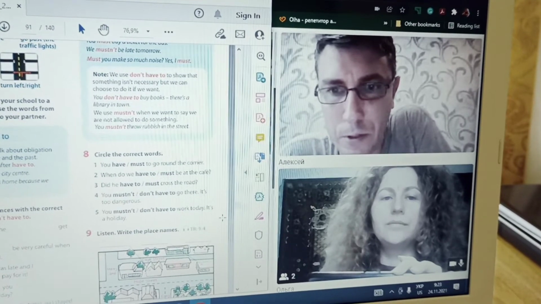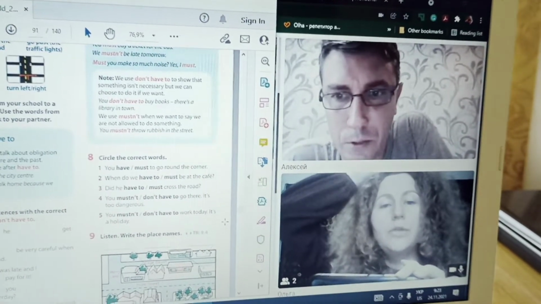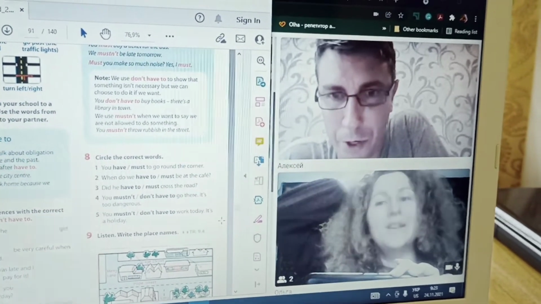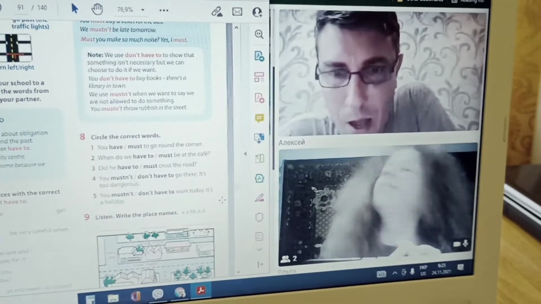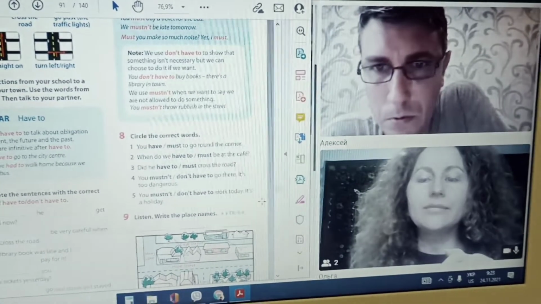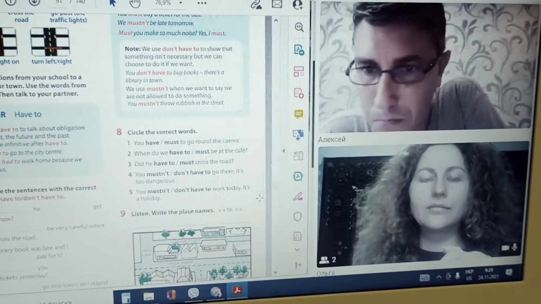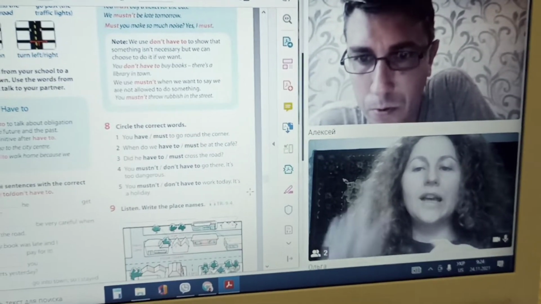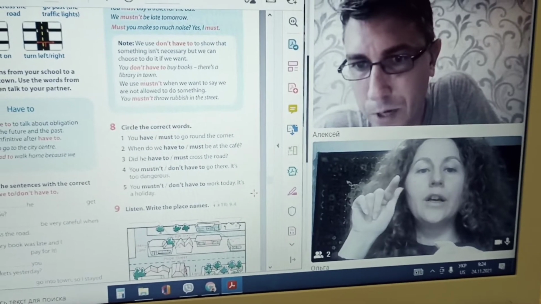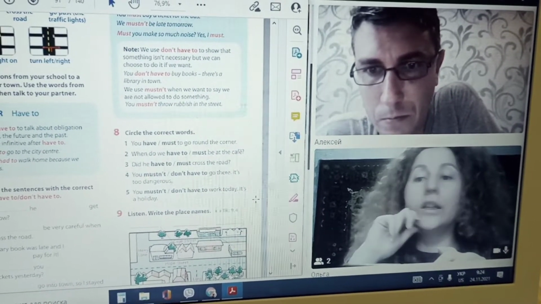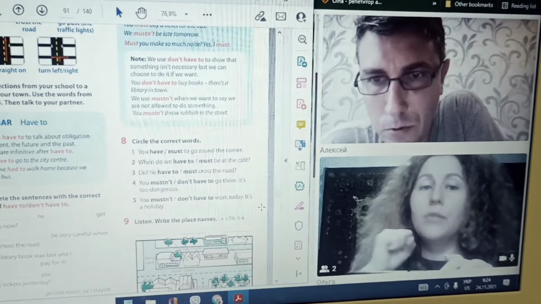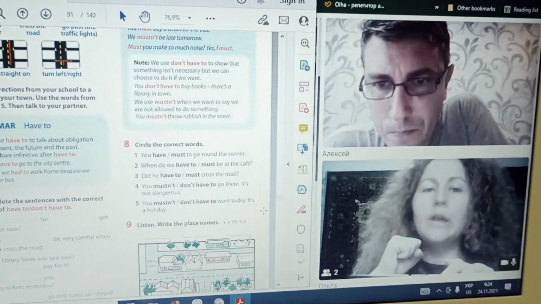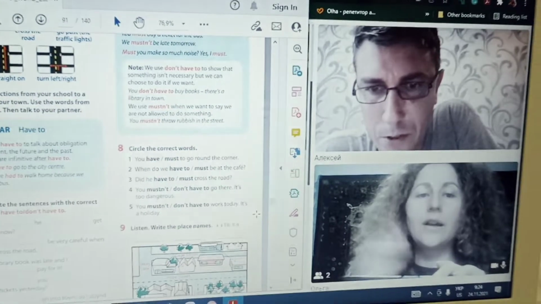Number 2. When do we must be near the cafe? It's some appointment. When do we must be at the cafe? Yes, we can ask, but it sounds very strong. But for instance, to sound more polite, we can use: when do we have to be at the cafe? Yes. Third one.